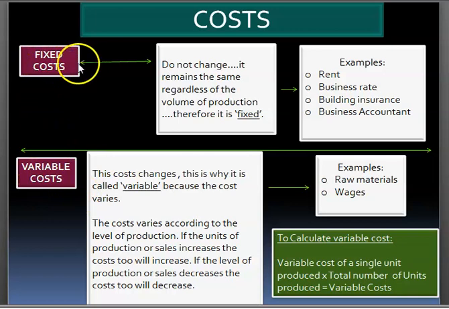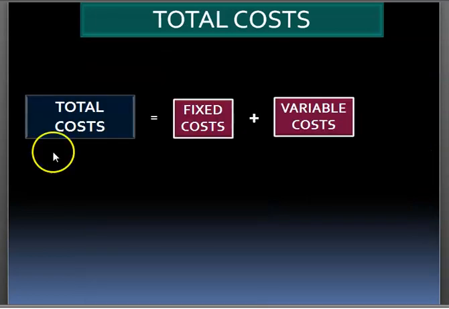The fixed cost, which is the cost of rental, business rate, business insurance, business accountant, plus the raw materials, plus the variable cost, gives you the total cost for production. So that's all. There's no rocket science about this. It's just total cost equals fixed cost plus variable cost.